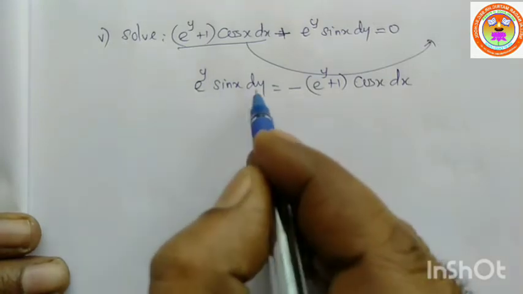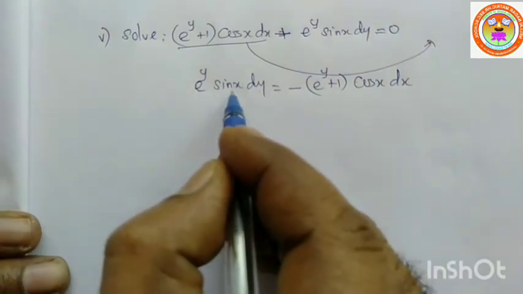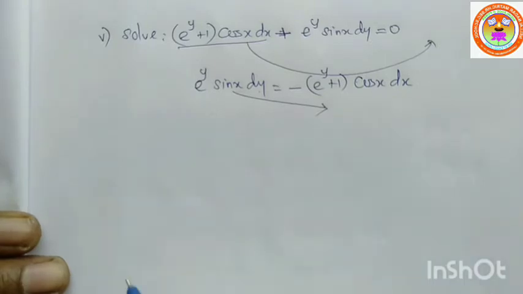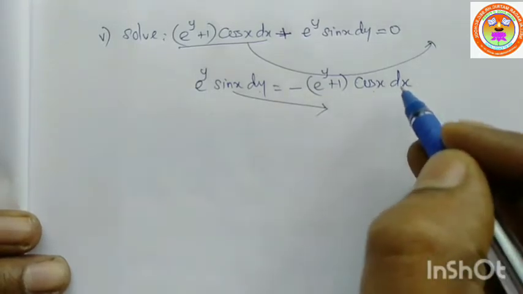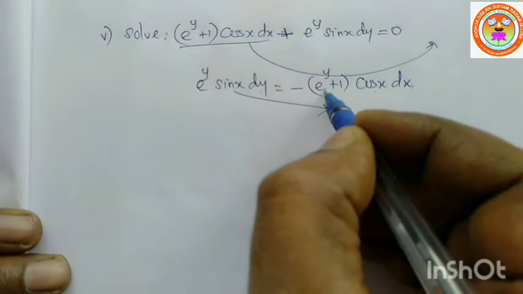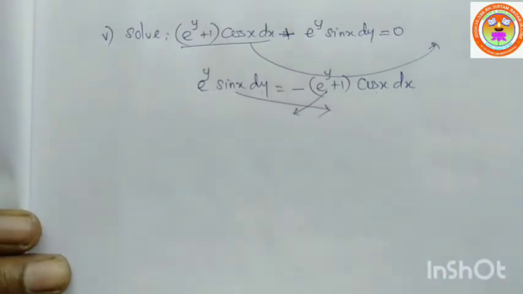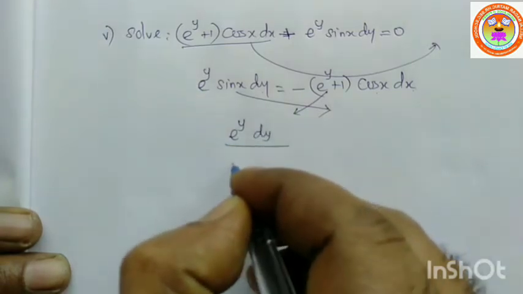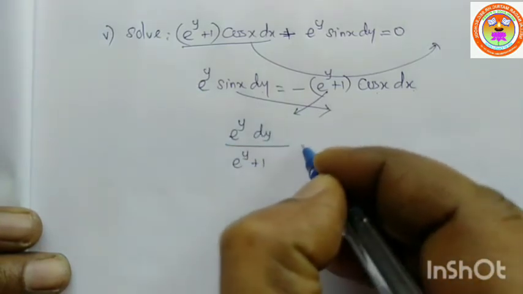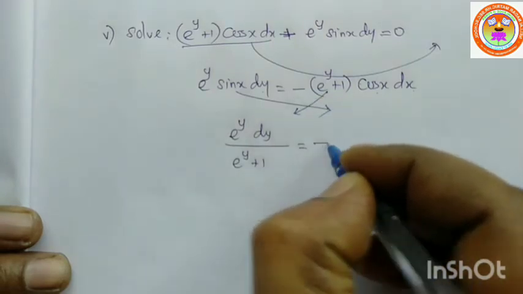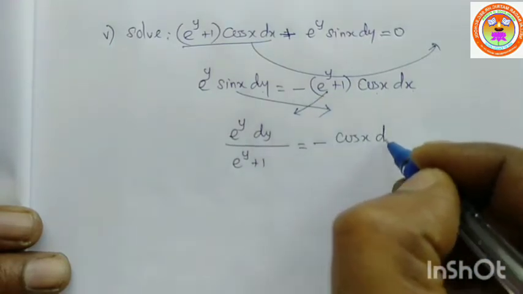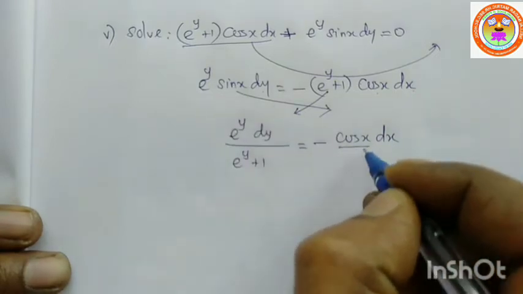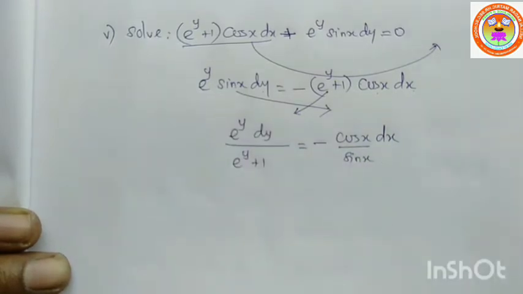See, e power y dy. This sin x, we don't want this side, so bring it that side. Here we have cos x into dx. This y term, we can bring into the left hand side. So e power y into dy by e power y plus 1 is equal to minus cos x into dx by sin x. So after separating the variables, we can apply integration.